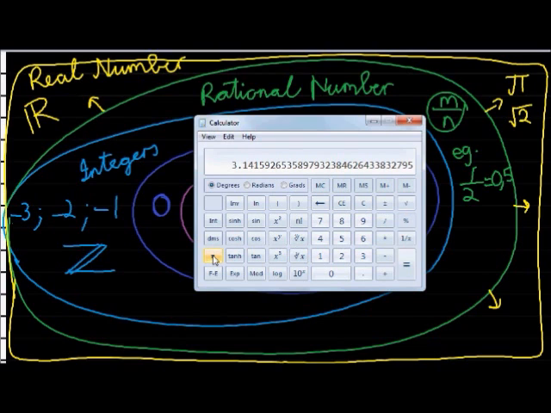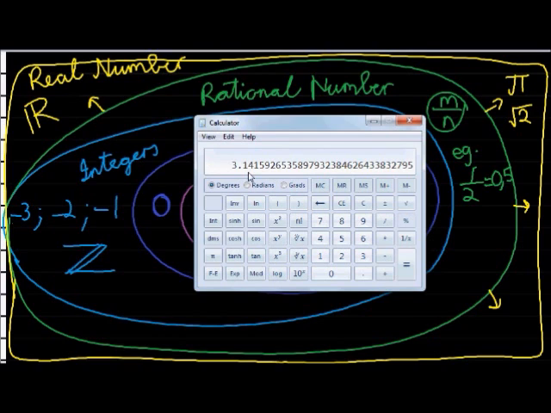Pi is not 3.14. That is pi rounded off to 2 decimal places. No, pi has many decimal places, infinitely many. It goes on forever and ever. As a matter of fact, there's a man that has memorized 100,000 digits. If we just look at the first 3 digits, it's 3.14. And these 100,000 digits go on, and they never repeat.